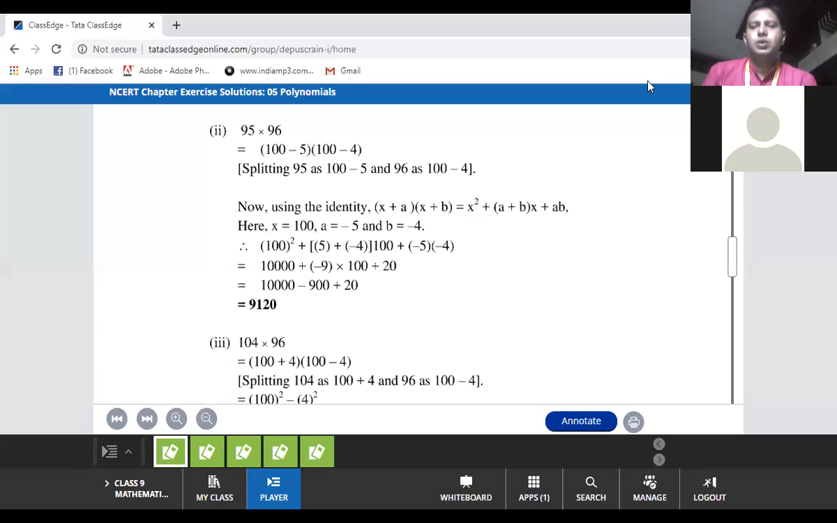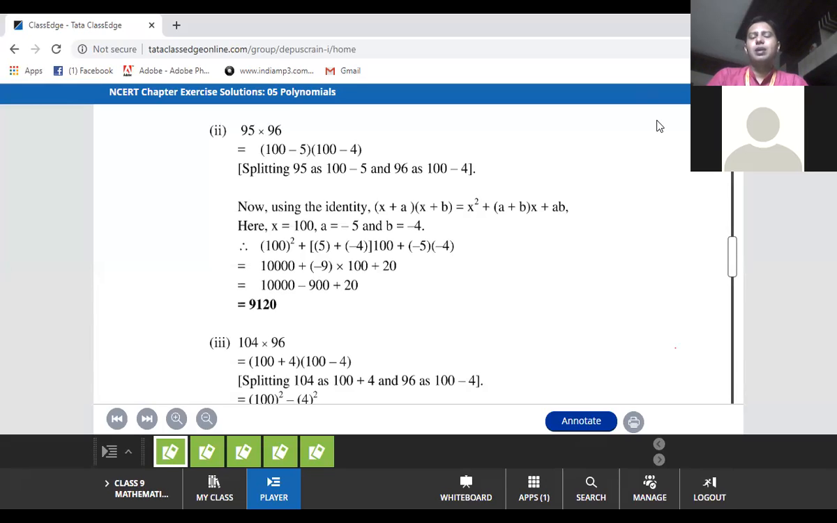Hello everyone. In today's class, we'll be talking about the product of two numbers using the identity. So in the previous class, we had discussed the second question first part. Now we're doing the second part, third part. The second part says 95 into 96. We can represent 95 as 100 minus 5 and 96 as 100 minus 4.